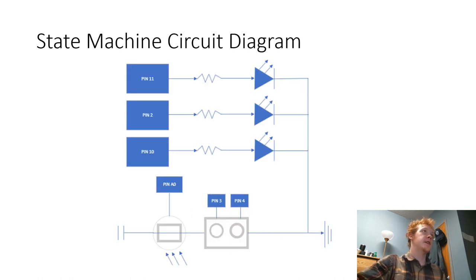This is my state machine circuit diagram. This is the diagram of the circuit that I built. As you can see, I have three LEDs, each with resistors connected to pins in the Arduino. And as you can see here, pin A0 is connected to the light sensor. Pin 3 and 4 are connected to the ultrasonic distance sensor. It's supplied power by the Arduino, and it is all one common ground. You'll see a photo of the circuit in the next slide.